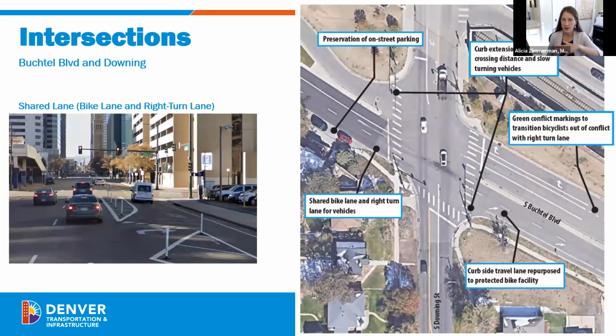Some plan view or aerial view, top-down looks at a few of these options in some intersections. This one's Buchtel and Downing, and you can see a bunch of what we call call-outs, the little labels here, that talk about different things that are going to help enhance the safety and comfort at this intersection. And preservation of on-street parking for a small piece of it, curb extensions.